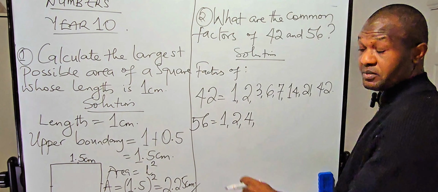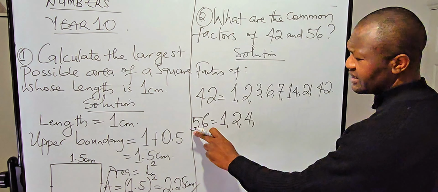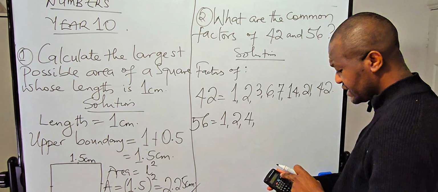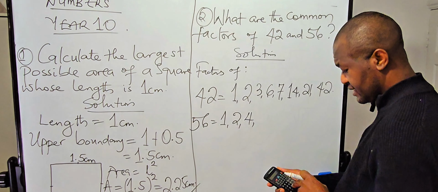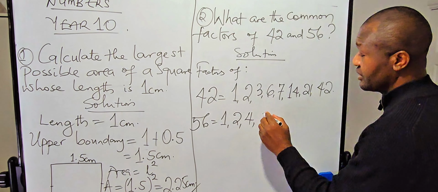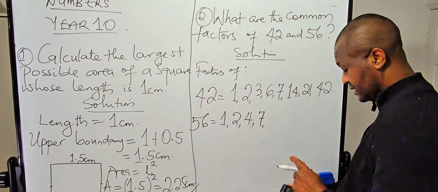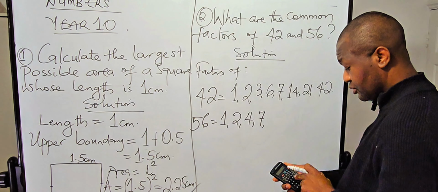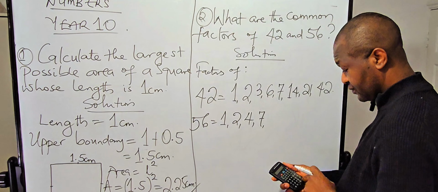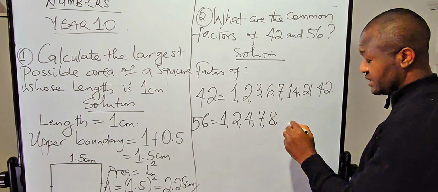5 cannot go because 6 is at the edge of it. Can 6 go into it? Let's try. 56 divided by 6. It cannot go because it's having a decimal point. 7 should be able to go because 7 times 8 is 56. I'll check that to be double sure. Yeah, lovely. 8 can go. 9 cannot go into it.